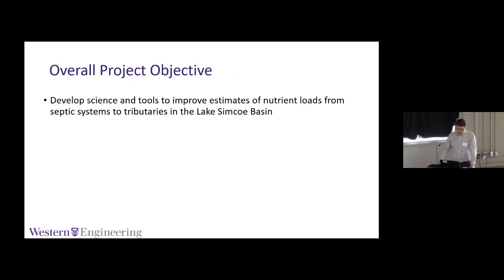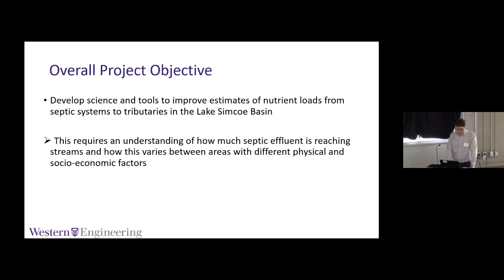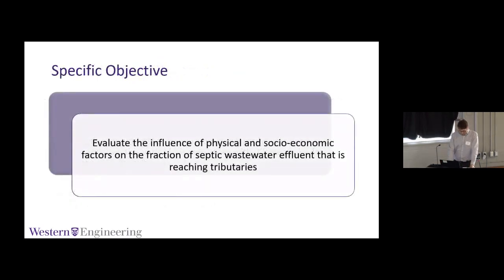This leads me to the overall project objective. We are aiming to develop the science and tools to estimate nutrient loads from septic systems to tributaries in the Lake Simcoe watershed specifically. With this, we need an understanding of how much septic system effluent is reaching our streams and how this varies between different physical and socioeconomic characteristics across our watersheds. My specific objective today is to talk about my evaluation of the physical and socioeconomic factors and how these parameters can drive the amount of septic system wastewater reaching the streams.